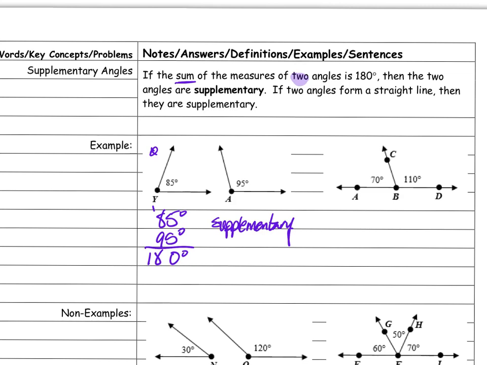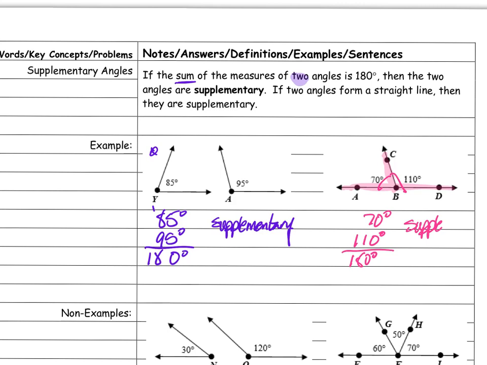Okay, so again, the second part of the definition up here says if the two angles form a straight line. So look at this. This is a straight line, and I have a line shooting off of it, and I have an angle here and an angle here, and they form a straight line. And how do I know they form a straight line? Well, one angle is 70 degrees and one angle is 110 degrees, and that adds up to be 180 degrees. So they're supplementary.